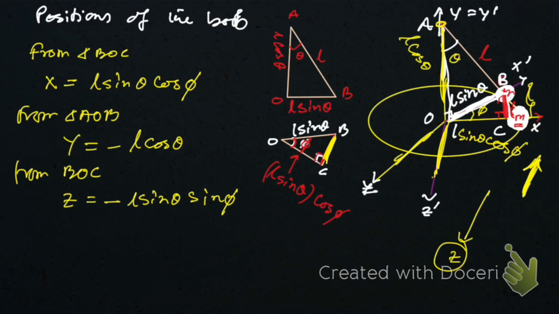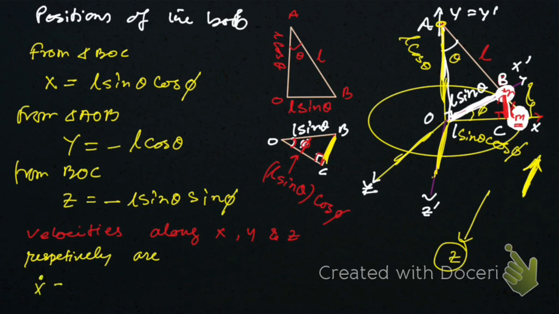So now you see, with respect to x, y and z respectively we can find the velocities along x, y and z respectively. So first we have to find x dot. x dot means dx by dt. If you differentiate with respect to t, then what are you gonna get?